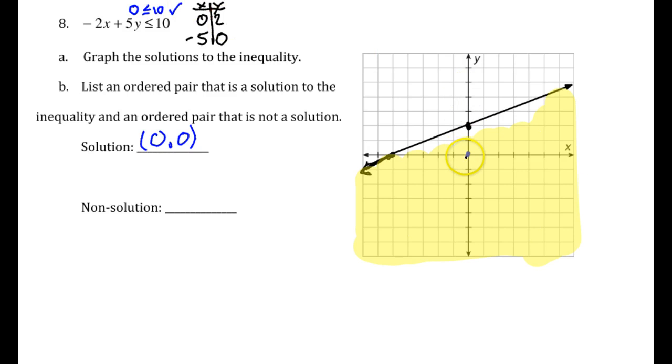Non-solution, just plug in something up here. 1, 2, this is 3, so 0, 4, or anything over here. I'm just picking, I like things with zeros, it just seems to be easier to do the check. So when you plug it in here, you can see you get 4 times 5 is 20, and is 20 less than or equal to 10? No, it's not. So that's why it's not shaded.